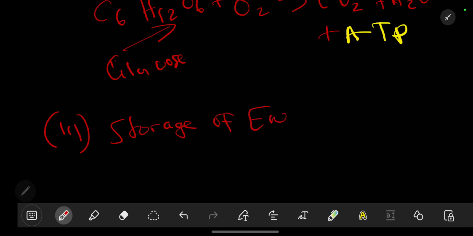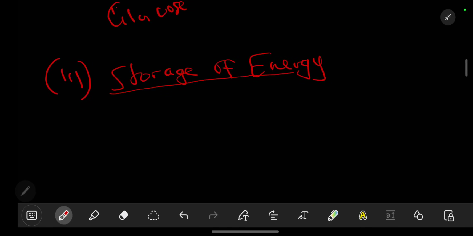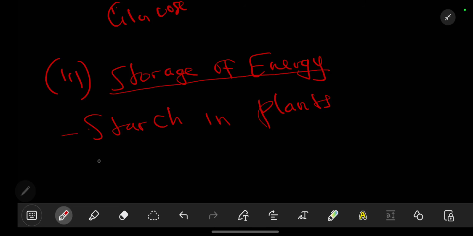The other function of carbohydrates is that they are used in storage of energy. Many carbohydrates can be stored in forms such as starch. So carbohydrates can be stored in plants. Starch in plants acts as a reservoir, or rather a storage form of glucose. So this can be used as a storage form of energy.